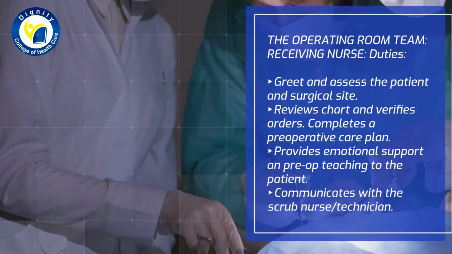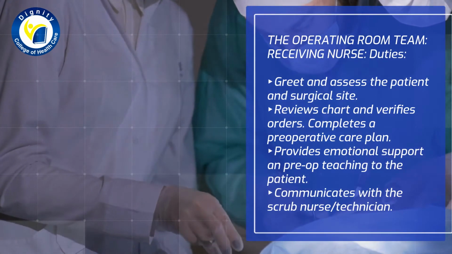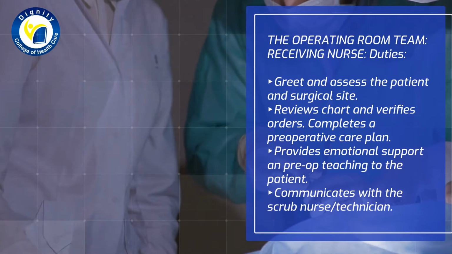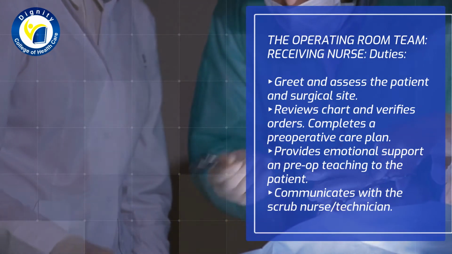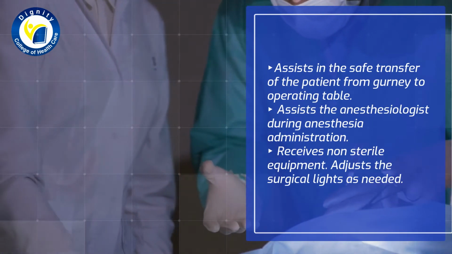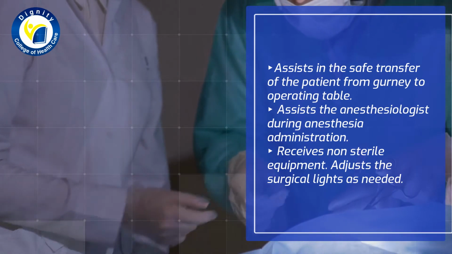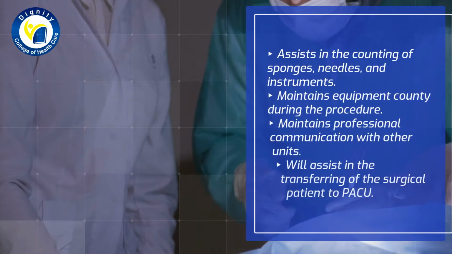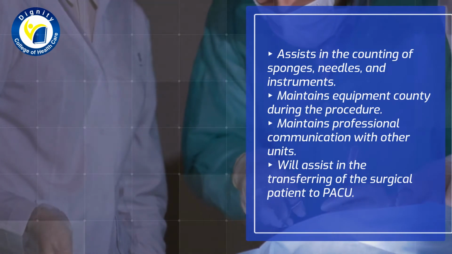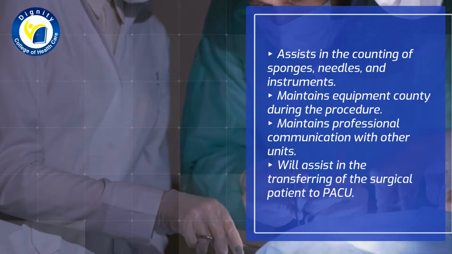The operating room team: receiving nurse, duties: greet and assess the patient and surgical site, reviews chart and verifies orders, completes a preoperative care plan, provides emotional support and pre-op teaching to the patient, communicates with the scrub nurse/technician, assists in the safe transfer of the patient from gurney to operating table, assists the anesthesiologist during anesthesia administration, receives non-sterile equipment, adjusts the surgical lights as needed, assists in the counting of sponges, needles, and instruments, maintains equipment counting during the procedure, maintains professional communication with other units, will assist in the transferring of the surgical patient to PACU.